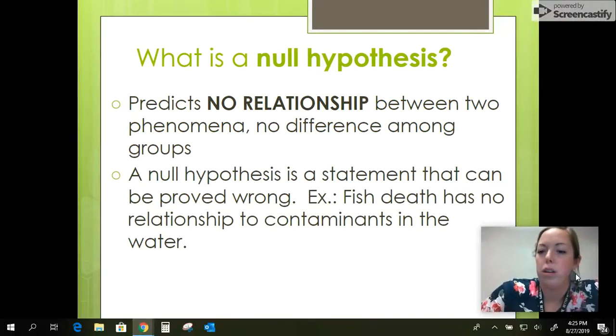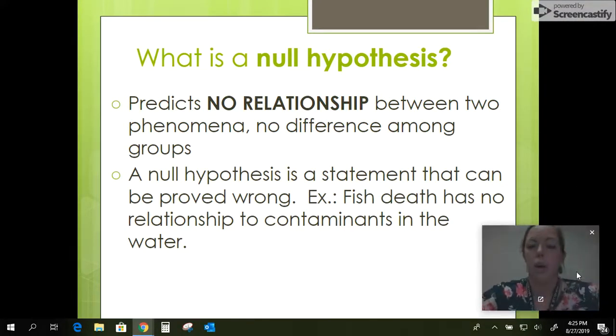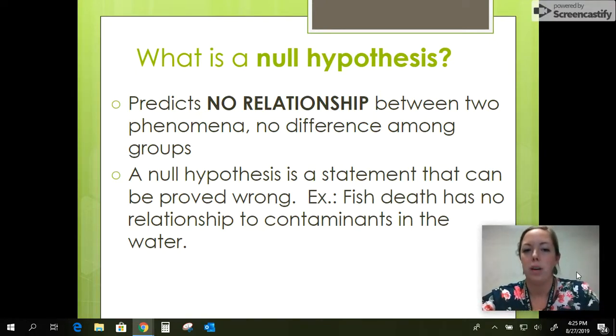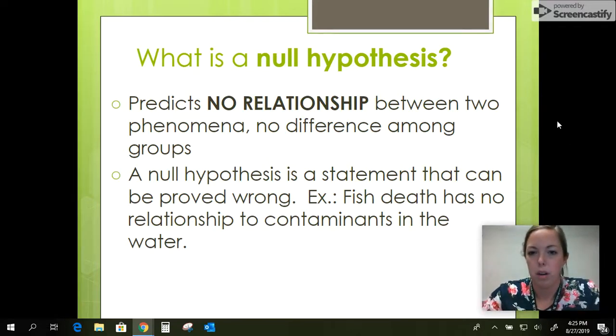This is a vocab word that you guys should know, okay? So a null hypothesis predicts no relationship between two phenomena, no difference among the groups, all right? So essentially it's a statement that can be proved wrong. An example of this would be fish death has no relationship to contaminants in the water. That's your null hypothesis, okay? Hopefully you're going to prove that null hypothesis wrong, and we'll talk a little bit more about that.